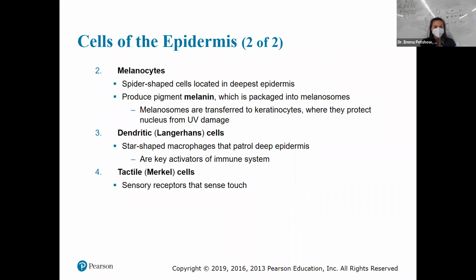You then have your dendritic or Langerhans cells. These are going to have immune system function, as their name, dendritic. They're macrophages. They patrol the deep epidermis, and they are key activators of your immune system. They're often superficially on the skin. The first cell that recognizes a foreign invader engulfs it via its phagocytic action, and then displays it outside of its cell to warn and to signal other immune system molecules. And then you have your tactile Merkel cells. These are sensory receptors that can sense touch. These are your 4 main cell types of the epidermis.